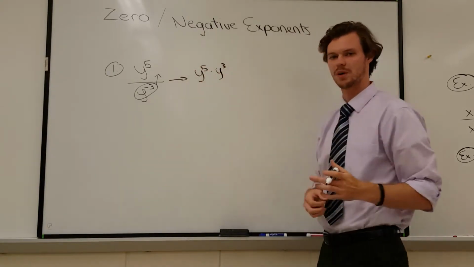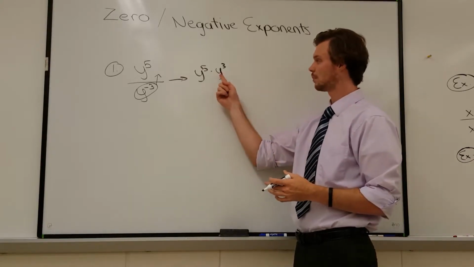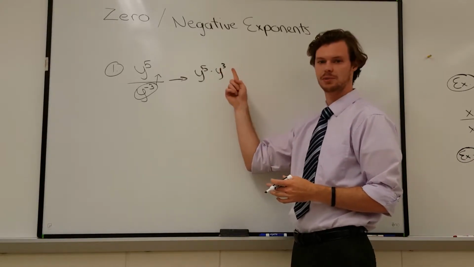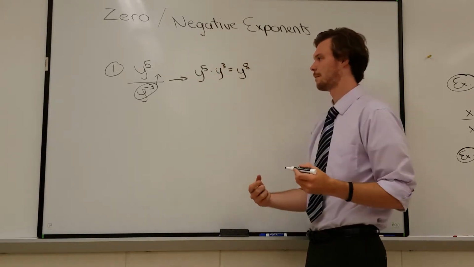And now I'm just using my product of powers rule. So I'm multiplying with the same base and I can add my exponents. That's just simply going to be y to the 8th.